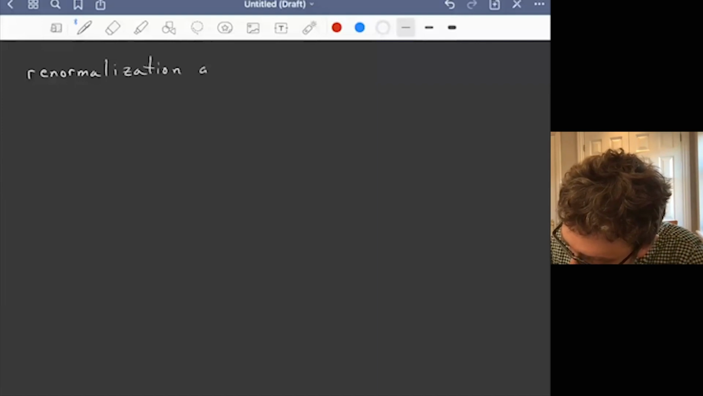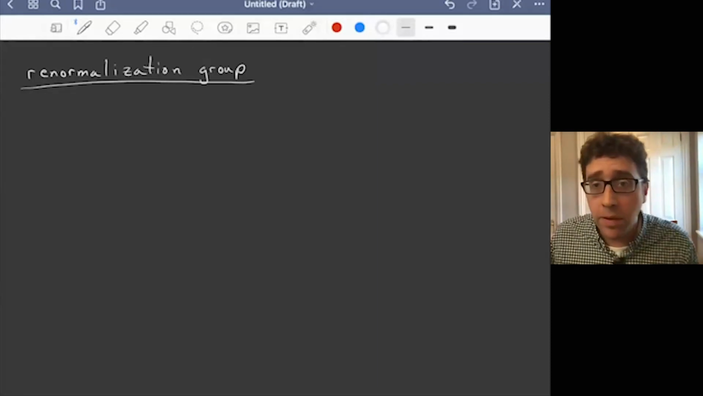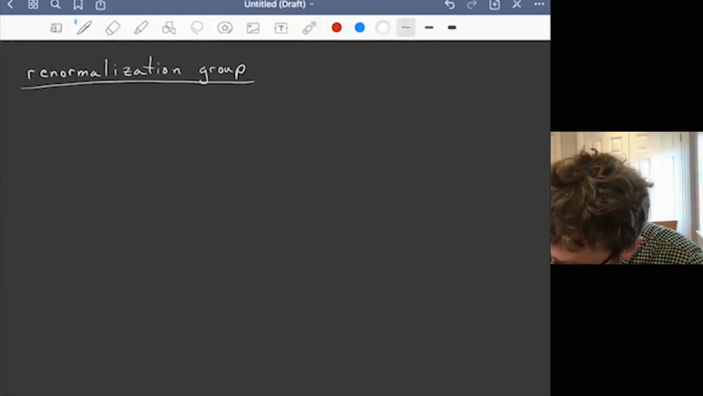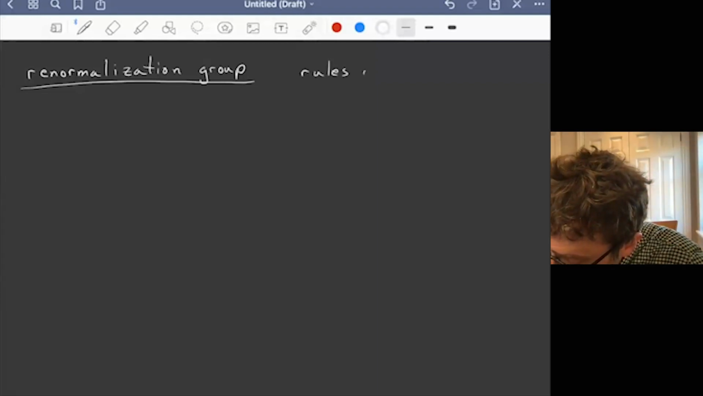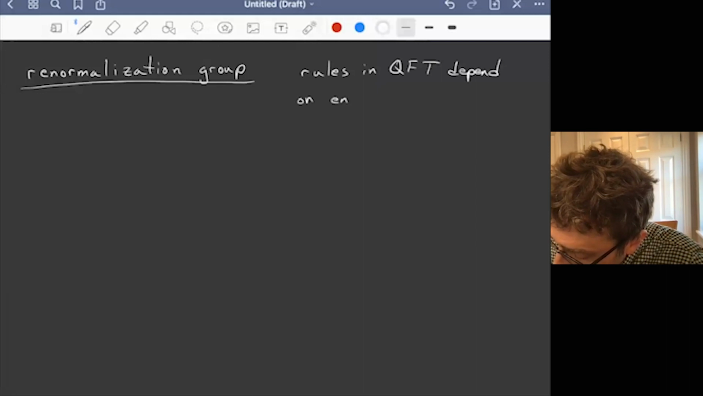Another, more theoretical reason to think about this, and you saw a lot of this, I think, in Professor Bobev's lectures, is the renormalization group and how you get CFTs at fixed points. So the rules we know in QFT depend on the energy scale.